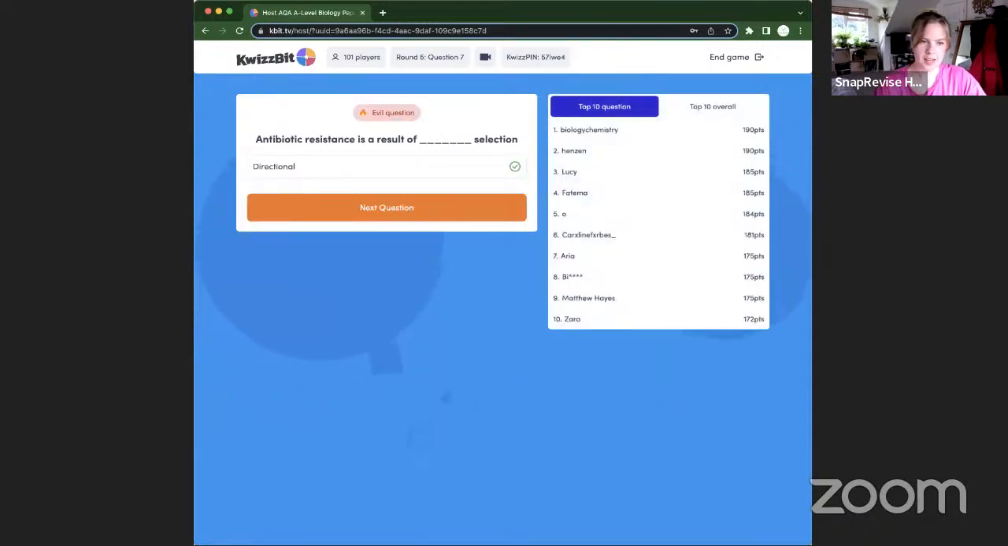It's directional selection. So it's an extreme trait that bacteria exhibit, and that's obviously favoured in an environment where antibiotics are being used to kill off the bacteria. Any that are left that have resistance are an extreme value of that trait.